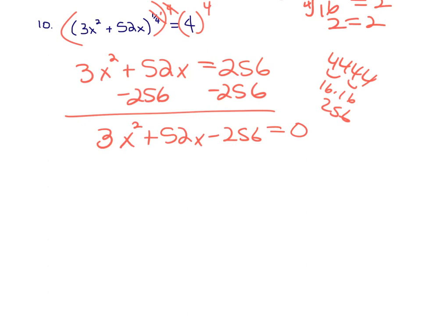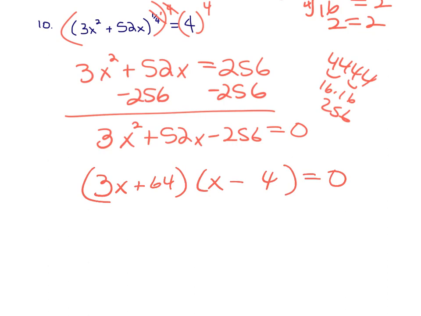It's kind of big, so it's going to actually factor into, and you can do it by grouping however you want to do it. It's going to factor into, I'll put a 3x and an x. And then the factors of 256 that I'm going to use are 64 and 4. It doesn't matter how you get there. If you want to do the grouping, guess and test, those are the factors that will FOIL back to that. So 3x plus 64 equals 0. x minus 4 equals 0.